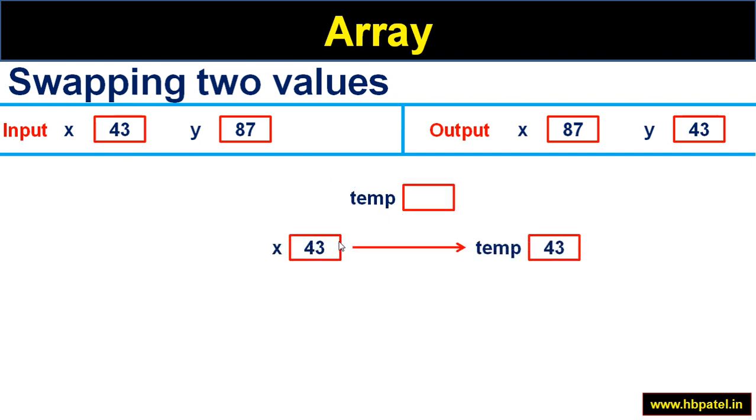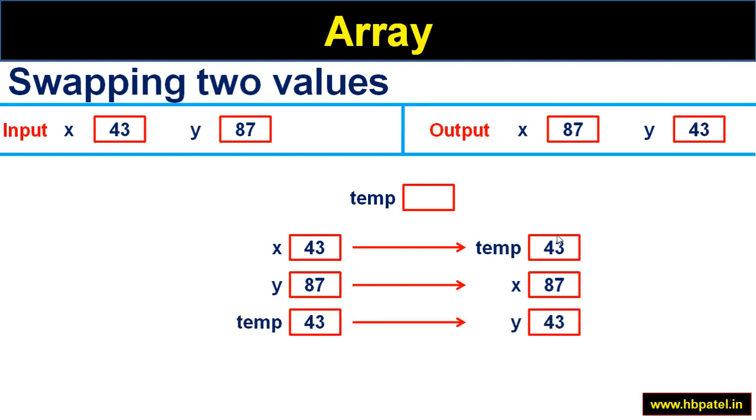Let's say temp. So first I'll be storing x into the temporary variable. So now this 43 is stored in temp, and then now this 87 is stored in x. So now 87 will go in x. The previous value of x was 43, that is gone. Now it is 87. And then this temp, which was holding the value of x, now that is copied into y. So temp equal to x, then x equal to y, and y equal to temp. This is the logic for swapping.